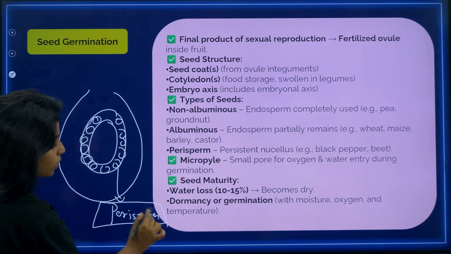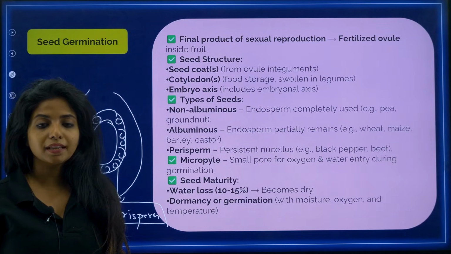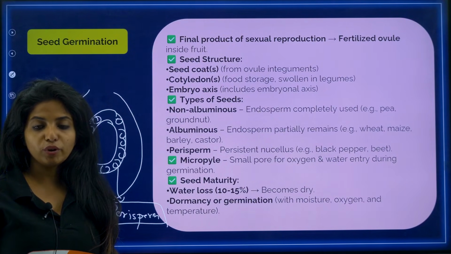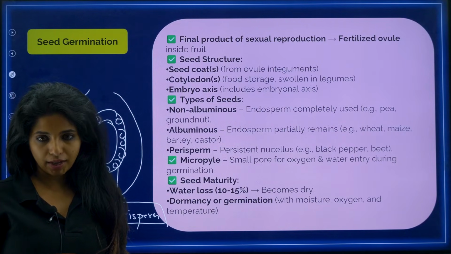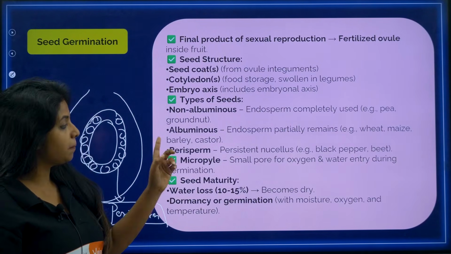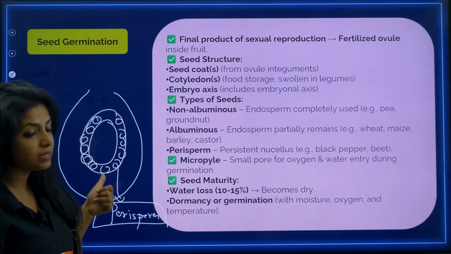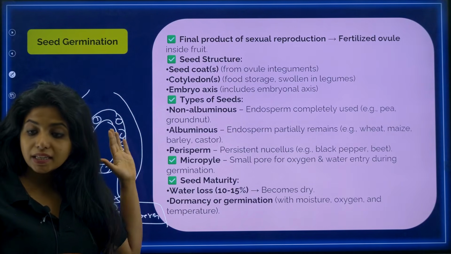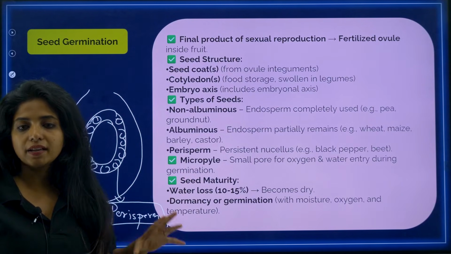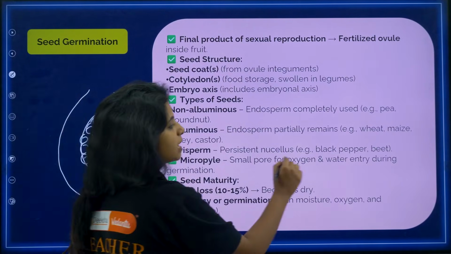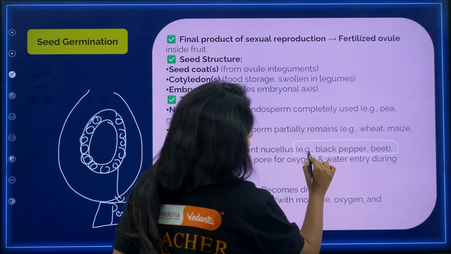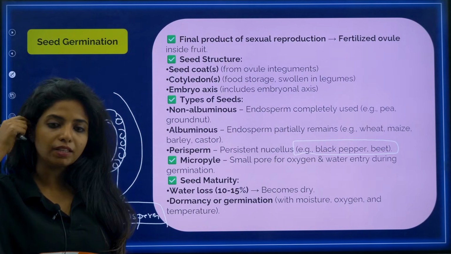Do not get confused with pericarp. Pericarp is the covering of the fruit. Pericarp is different; you're talking about perisperm. Perisperm is when the persistent nucellus is still persisting; you call this perisperm. So the example is black pepper and beet. Black pepper and beet are examples of this.